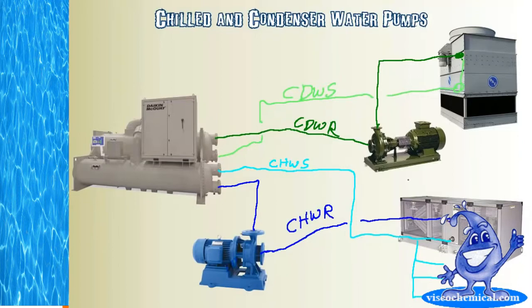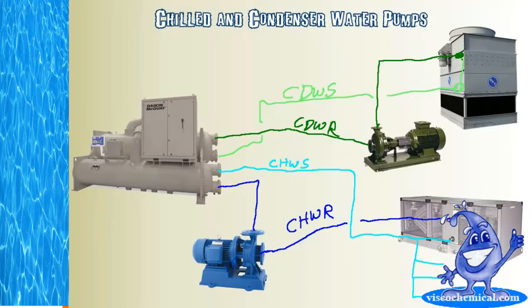Now there might be some questions: how do you know the difference between the supply and the return? Well, this is how you need to look at it. If we're talking about chill water here, chill water supply is, you're saying you're supplying chilled water. So that's actually going to come from the chiller, because the chiller is what's supplying the cold chilled water. Therefore, the water leaving the chiller is going to be chill water supply.